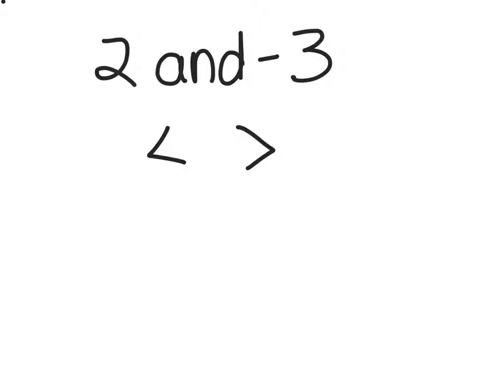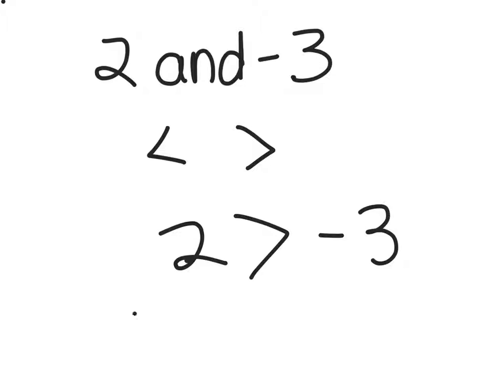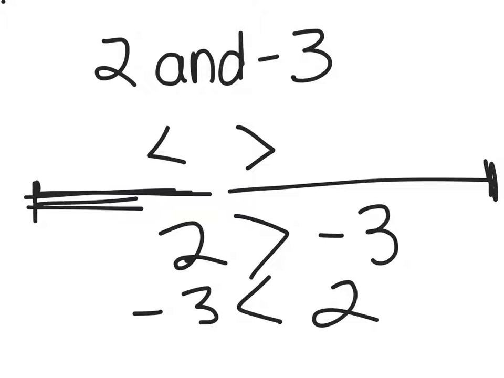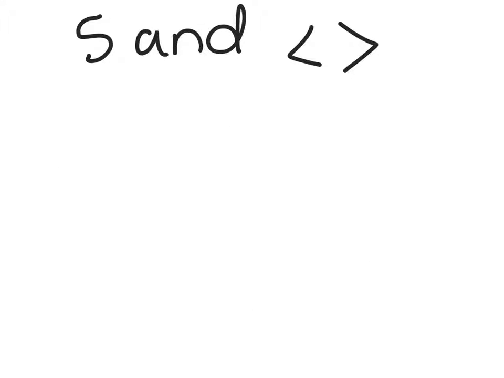What about 2 and negative 3? Which symbol would you put for that one? And I would hope that you would put 2 is greater than negative 3. Negative 3 is less than 2 because we know that 2 is farther on the number line that way and negative 3 is farther this way. And then when we go this way, it's less.